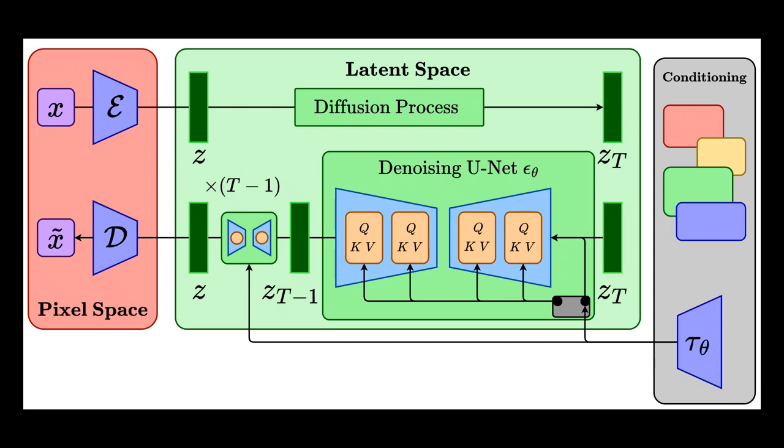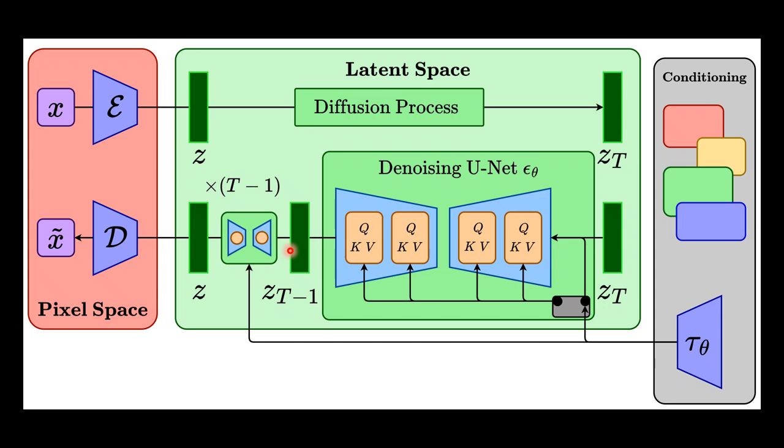Diffusion models are one of the most powerful generative models we have today, and the core idea is surprisingly simple. We start with the real image. In the forward process, we gradually add Gaussian noise to this image over many steps until it becomes pure noise. This process is fixed and does not require learning. The learning happens in the reverse process.